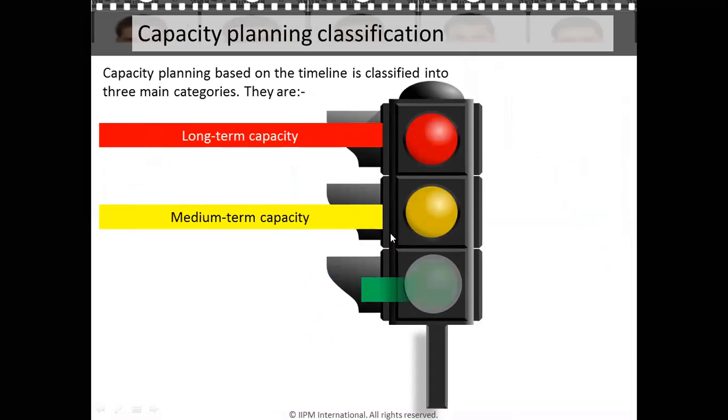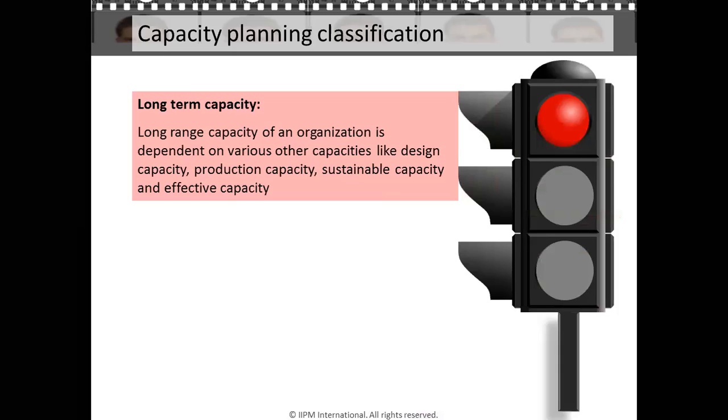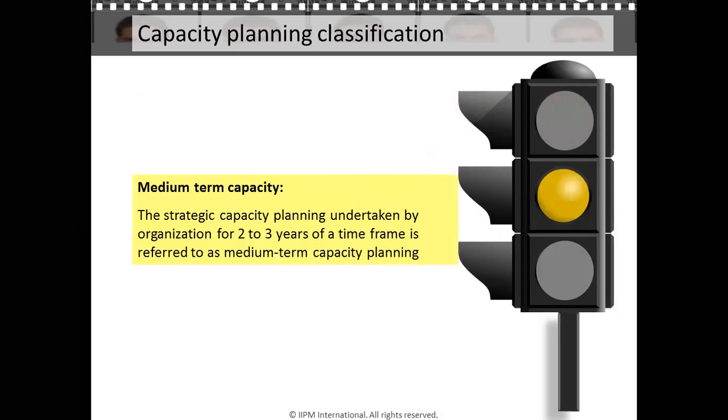Capacity planning classification. We have the long-term capacity planning, medium-term capacity planning, and short-term capacity planning. Now, let's quickly look at each one of them. Long-term capacity planning: the long-range capacity of an organization is dependent on various other capacities like design capacity, production capacity, sustainable capacity, and effective capacity. For the medium-term capacity, strategic capacity planning undertaken by an organization for a 2 to 3 year time frame is referred to as medium-term capacity planning.